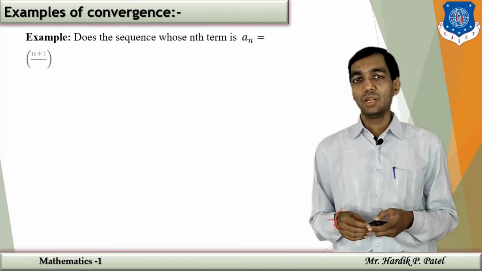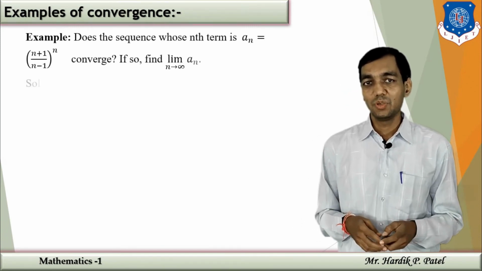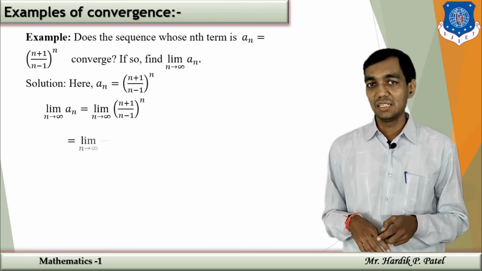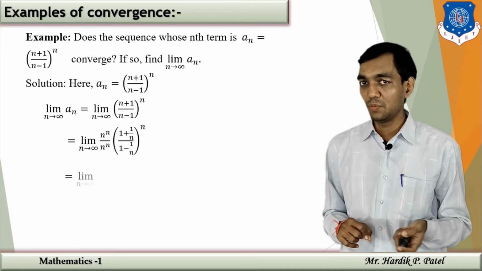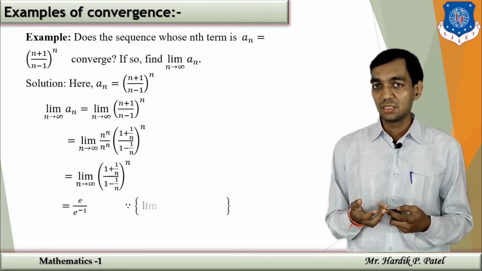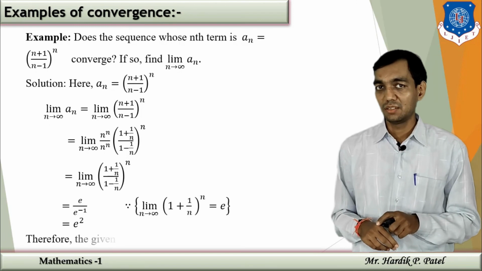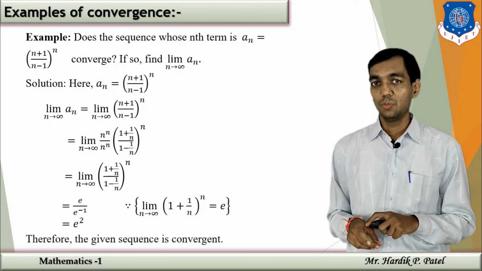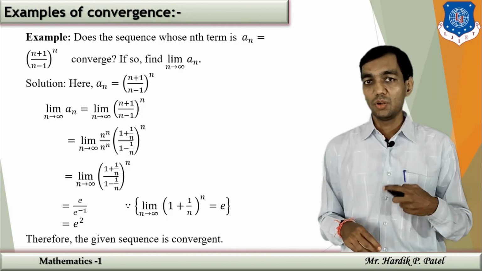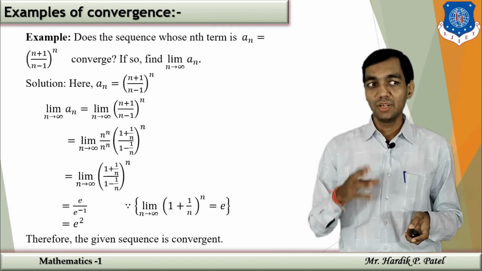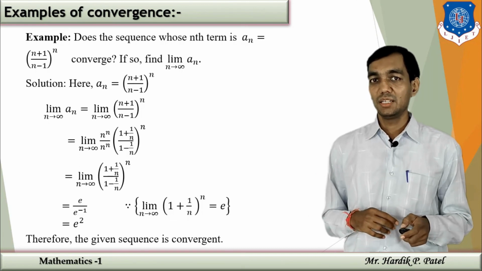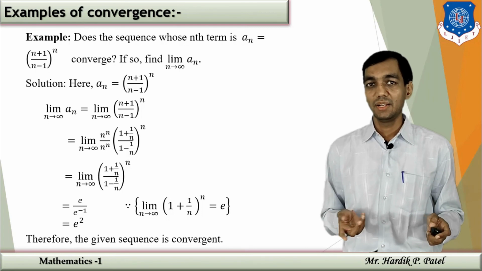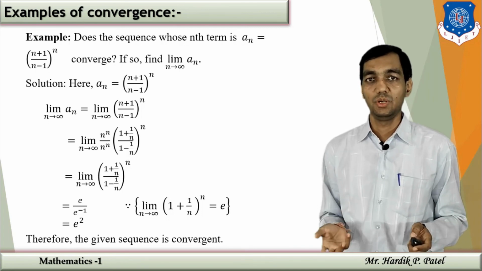Now we are going to see a typical example which is given here. Does the sequence whose nth term an is given by n plus 1 upon n minus 1 raised to n converge? If so, then find the limit of the nth term. So here an is equal to n plus 1 upon n minus 1 raised to n. For finding the limit, we start by dividing numerator and denominator by n. That will give you limit n tends to infinity 1 plus 1 upon n divided by 1 minus 1 upon n raised to n.